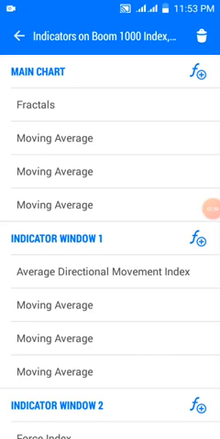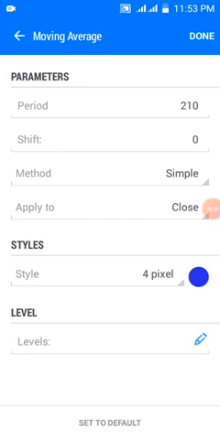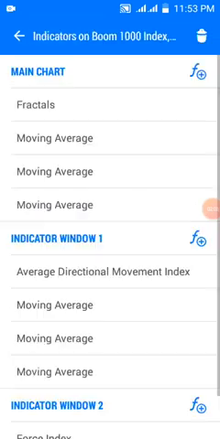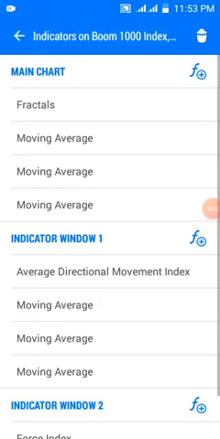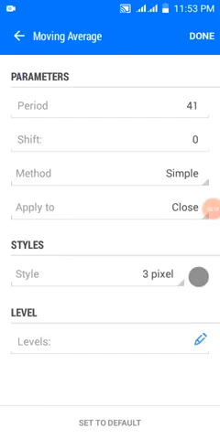Still on the main chart, I have a 210 period simple moving average, and the color is blue. Then I have a 45 period simple moving average, the color is gray. And then I have a 41 period simple moving average, the color is also gray.